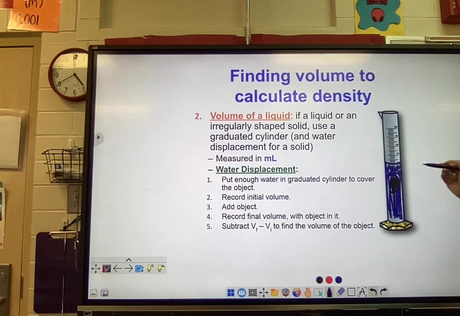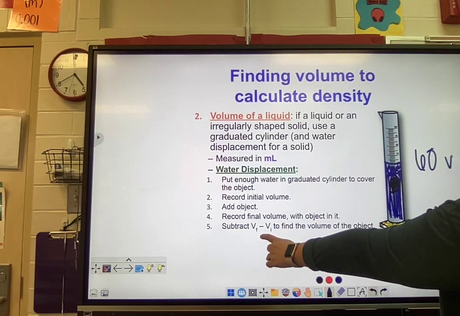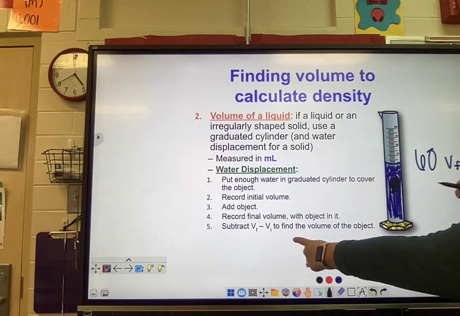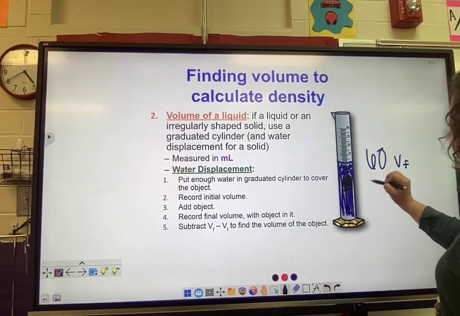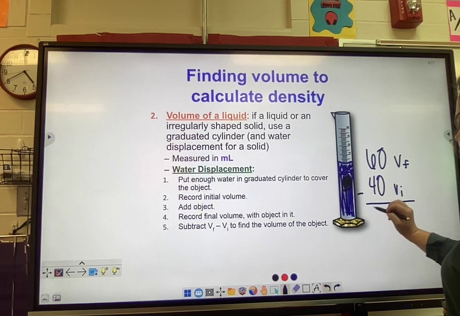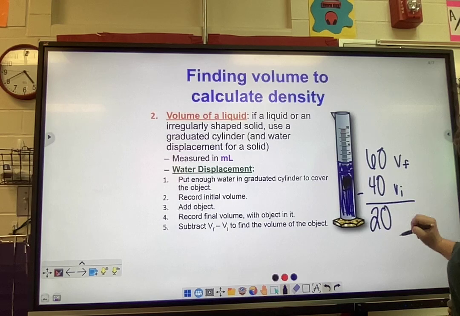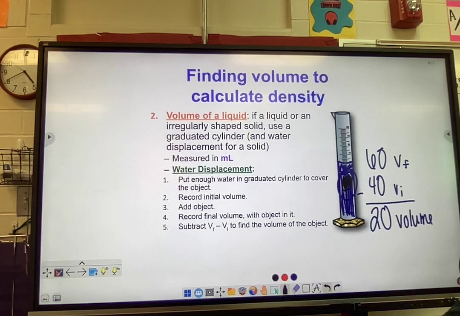And we will subtract the volume. So we had 60 as our final volume. So our VF, V sub F was our final volume. And then our initial volume was 40. That was V sub I. We subtract those and we have 20 as our volume of whatever that object was that we put in there. And we know that we find it in milliliters.